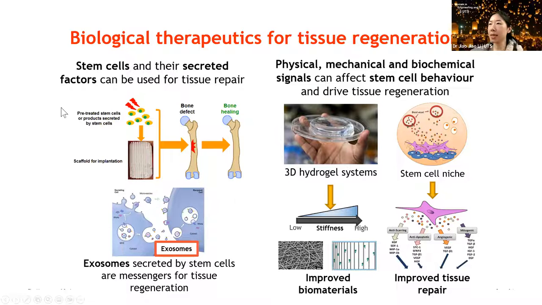Part of the way that we can get the stem cells to secrete more effective molecules to help treat disease is to give them different sorts of physical, mechanical, and biochemical signals so that the stem cells can be primed, if you wish to call it that, or conditioned to have better regenerative properties. One of the ways we can do that is through biomaterials, bringing back my biomaterials expertise to construct these 3D hydrogel systems. Essentially a polymer gel with lots of water inside that can provide different stiffnesses, harder as opposed to softer surfaces, for example, and that will affect the way that the stem cell responds to whatever they're grown on, so that they can have better or worse properties for tissue repair.